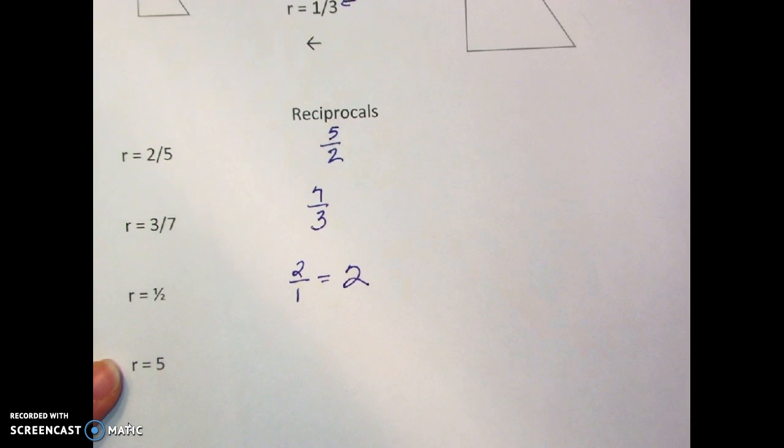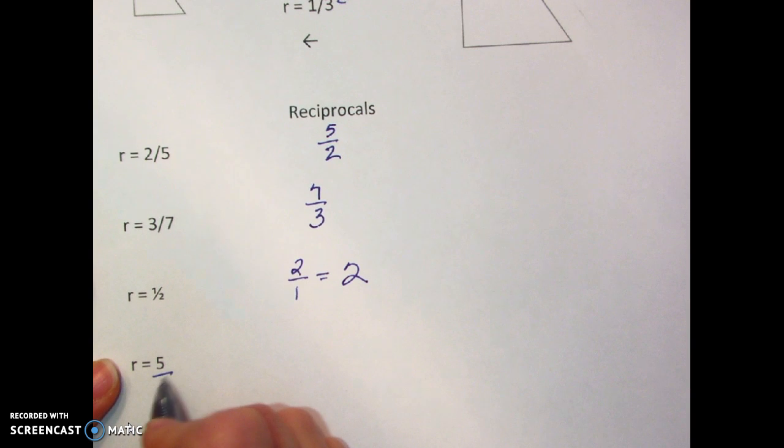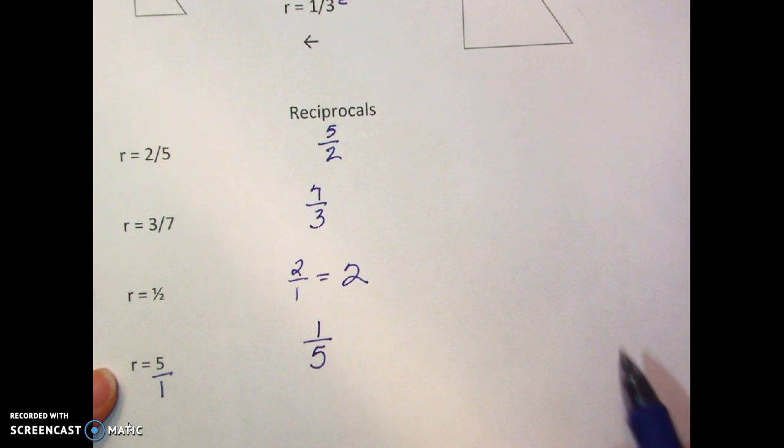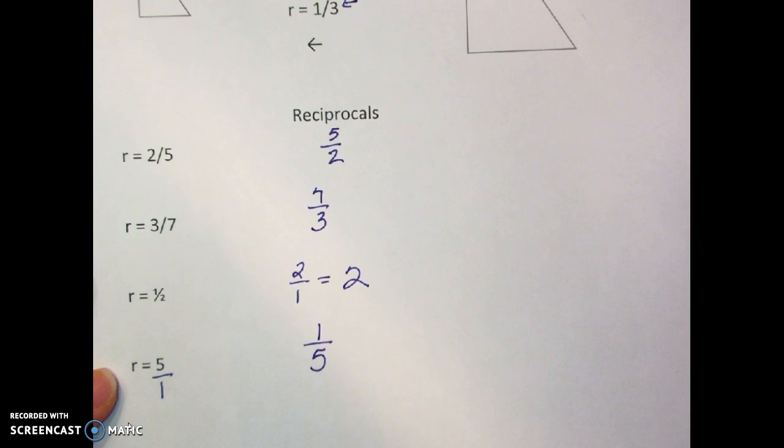What's the reciprocal of 5? 5 is the same as 5/1. The reciprocal would be 1/5. So you're going to need to use reciprocals to go back the opposite direction. So if you know the scale factor going one direction, to go the opposite direction with the shapes, to go back from the image back to the pre-image, you're going to use the reciprocal for the scale factor.